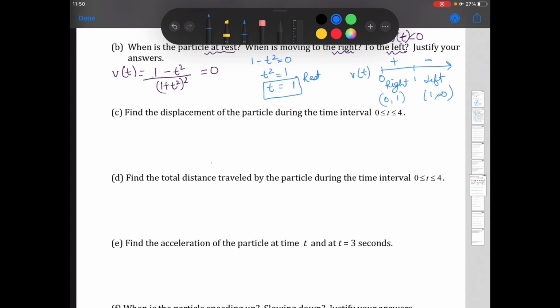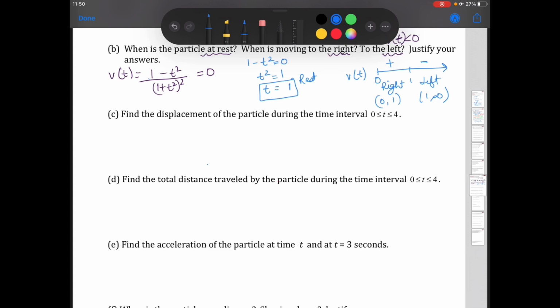Part C. Find the displacement of the particle during the time interval of 0 and 4. So displacement is basically the difference between where you ended up and where you started, right? So it would be x of 4, that's where I'm ending, minus x of 0. So x of 4 is, again, you can use your calculator, 4 over 17, minus 0.